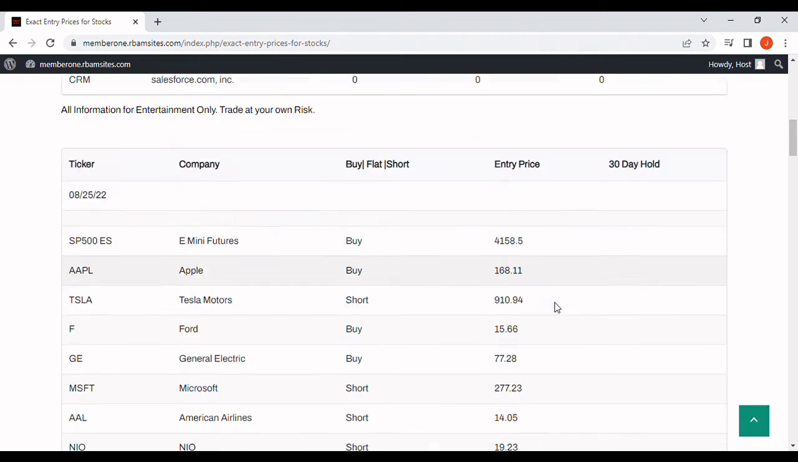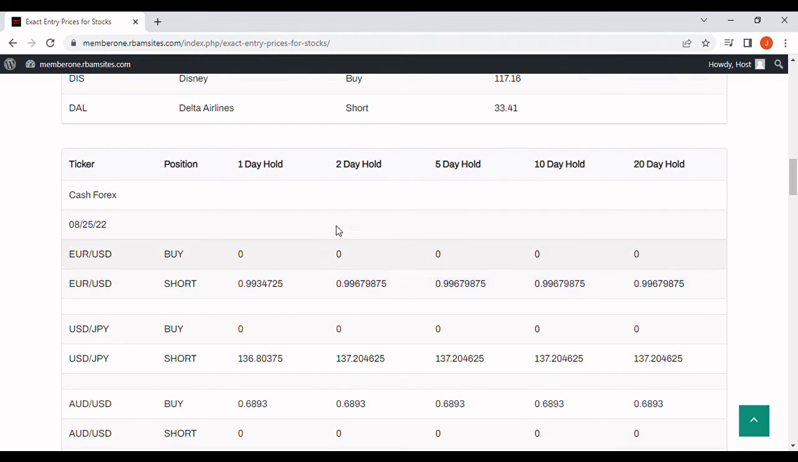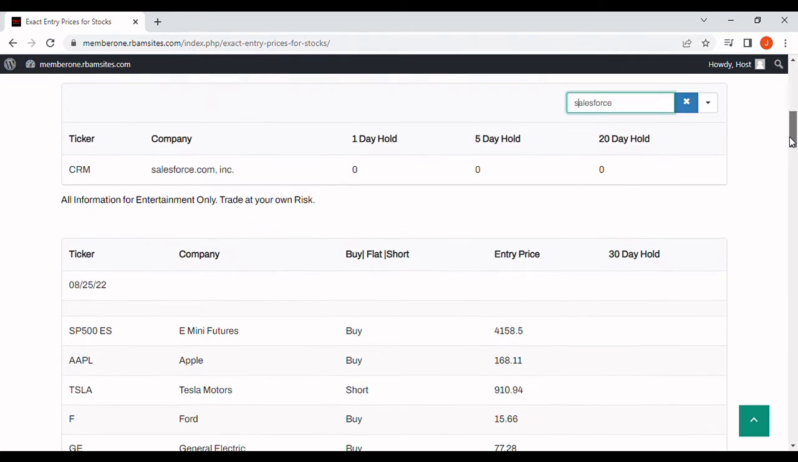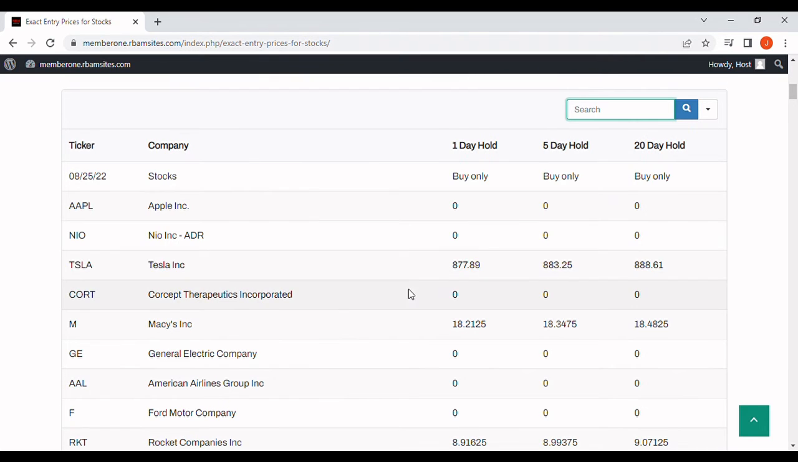The way these work, they're put out every morning before 7 a.m. We have 1, 5, and 20-day hold periods. These are buy only on this particular sheet, and if we take a look at Tesla today, we have entries for the 1, 5, and the 20-day hold period. You can see we have some zeros again, and again, those mean there's just no entry prices to look at today. These are all for entertainment purposes only.